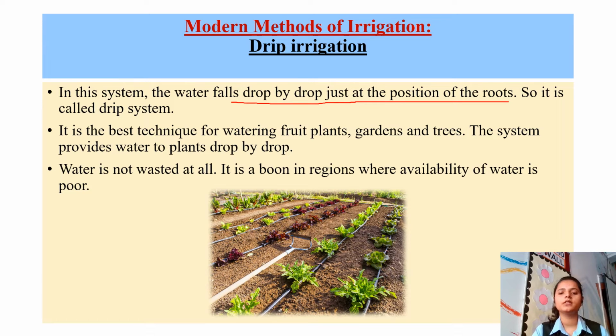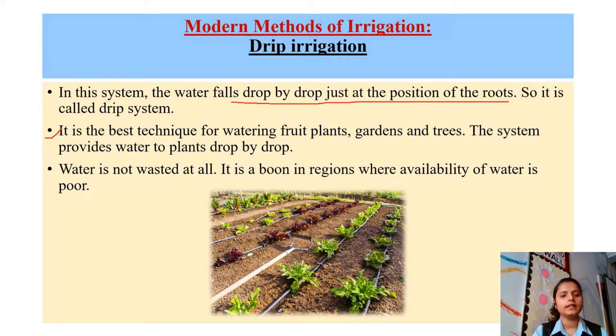Okay, so in the drip system, what happens when we start watering the plants? Water falls drop by drop at the position of the root. Suppose, like in this picture, you can see that there are plants at certain places, and at those places there are pipes. So when we start watering, the water will fall at the root of the plant so that the water will not get wasted. So it is called the drip system.